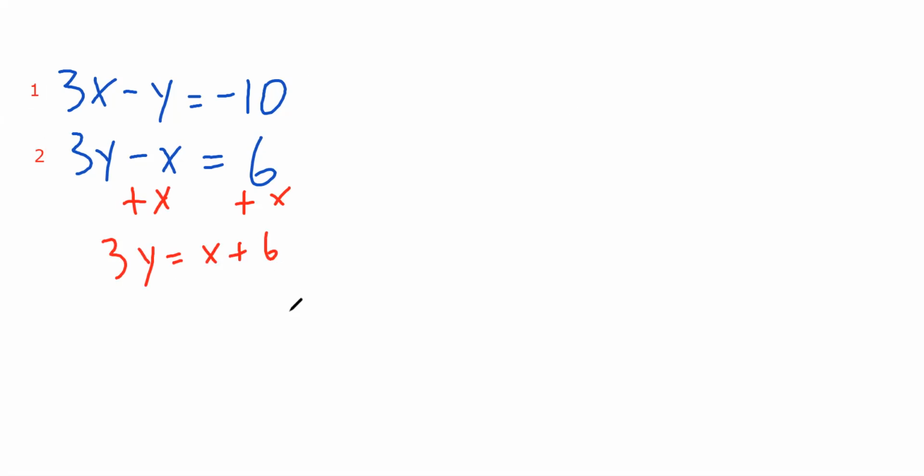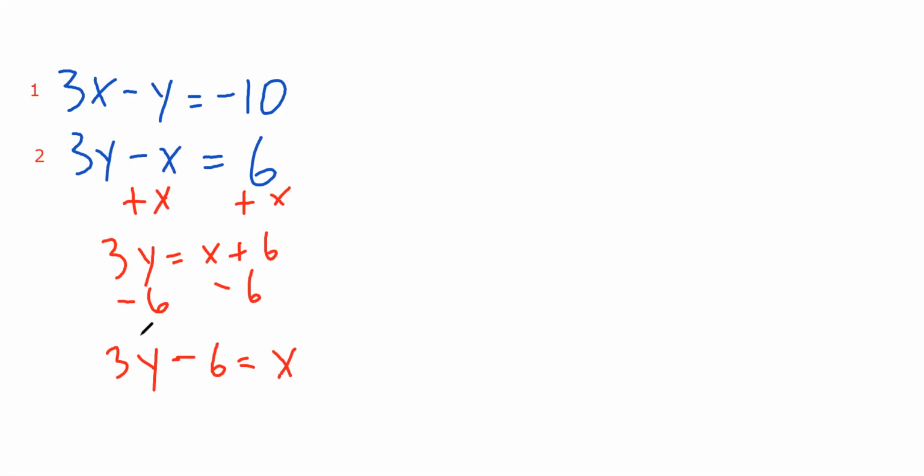Then I'm going to subtract 6 from both sides. And now I've solved equation 2, and I've gotten it in terms of x this time. You can pick either variable you want. This time I picked x to be the lonesome variable.